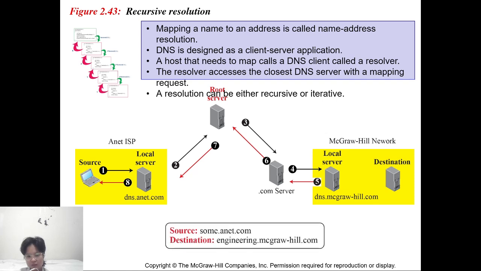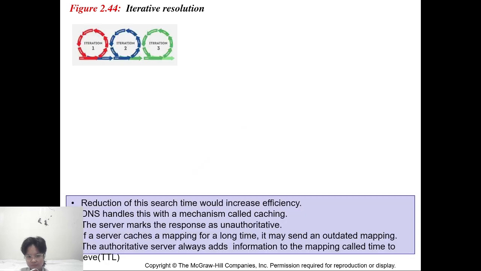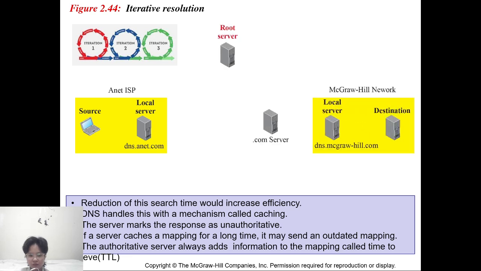Source is some.nn.com. Destination is engineering.mcgraw.com. In picture 2.44 is iterative resolution. Reduction of this search time would increase efficiency. DNS handles this with a mechanism called caching. The server marks the response as unauthoritative.